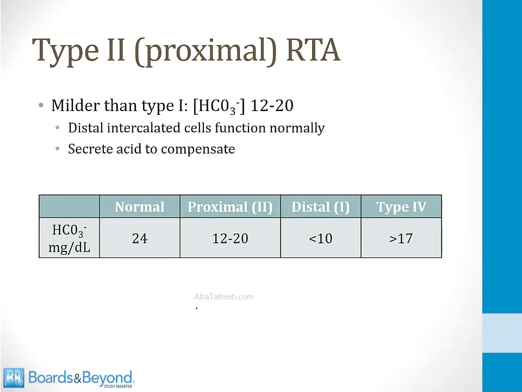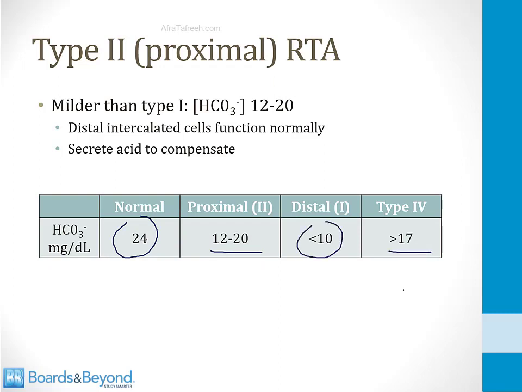So like I told you before, proximal RTAs are usually relatively mild. If you look at the screen here, a normal bicarbonate is 24. In a proximal RTA, the bicarbonate will be about 12 to 20. And this is in stark contrast to distal RTAs, which we'll talk about in a minute. When the distal nephron can't secrete acid, the bicarbonate gets very low, often less than 10.